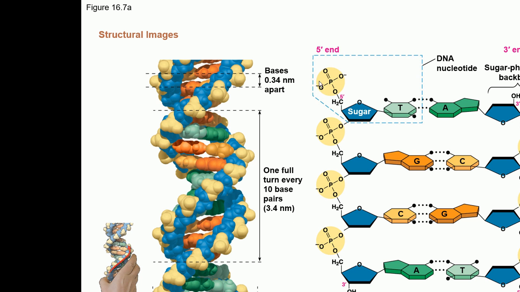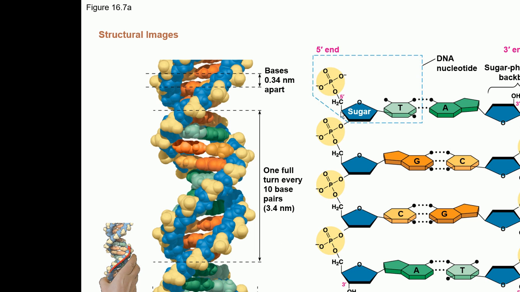If in one strand it is T here, in the opposite strand it is going to be A here. If it is G here, it's going to be C here. If it's C here, it's going to be G. If it is A, it's going to be T. And the two strands of DNA are connected to each other by hydrogen bonds.